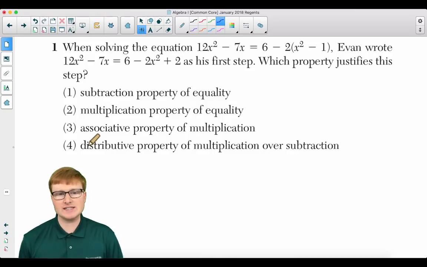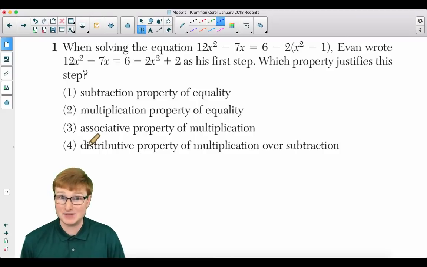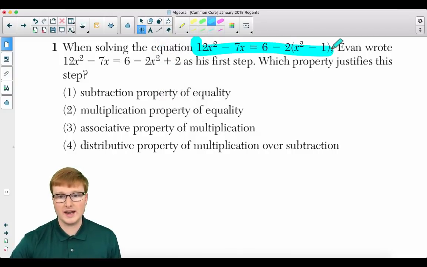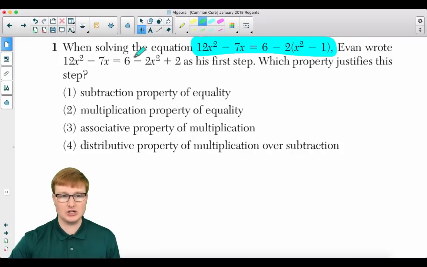Number 1 says, when solving the equation 12x squared minus 7x equals 6 minus 2 times x squared minus 1, Evan wrote 12x squared minus 7x is equal to 6 minus 2x squared plus 2 as his first step. Which property justifies the step? So they are testing your knowledge on, do you know what has changed from this equation to this equation?